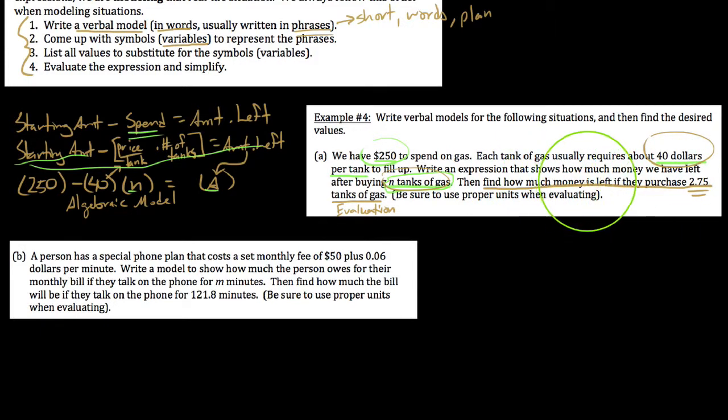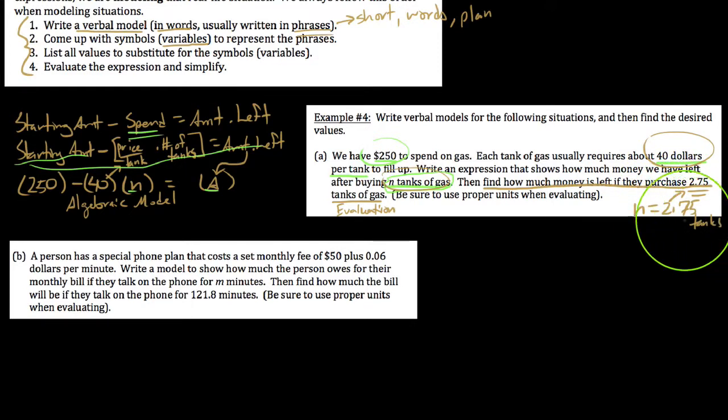Now what we wanted to do, the very last thing down here, is evaluate. It says, how much money would you have left if you purchased 2 3/4 tanks of gas? This 2 3/4 tanks of gas, is this an amount or a number of tanks? It's a number of tanks. So really what they've done is given us an N value here, 2.75, and this is tanks.